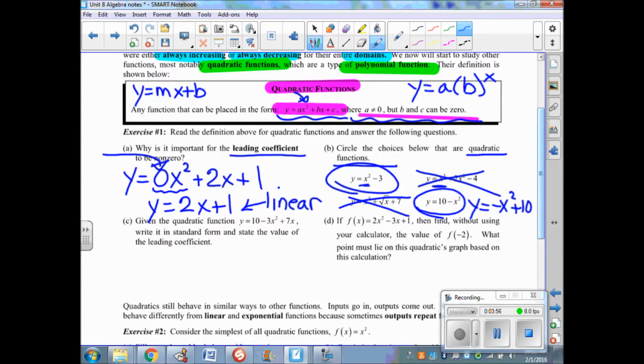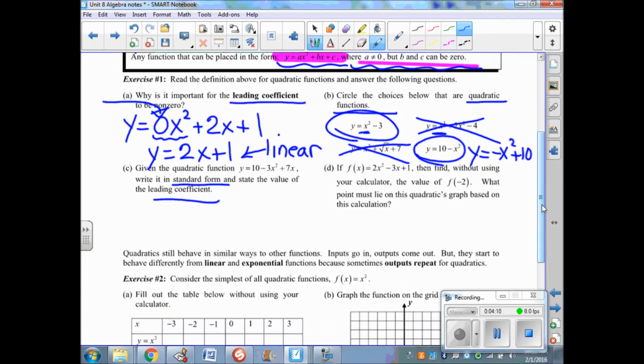So part C says, given the quadratic function, and they list it out, write it in standard form and state the value of the leading coefficient. So two things there. So standard form and then who's the leader. Standard form, if you recall from last unit, we have to put the terms in order from highest exponent to lowest exponent. So my highest exponent term is that -3x squared. So my x squared is my highest exponent. So that's the leading term. Then it becomes 7x, and then we always put that constant on the end. It's kind of like the caboose of the train.